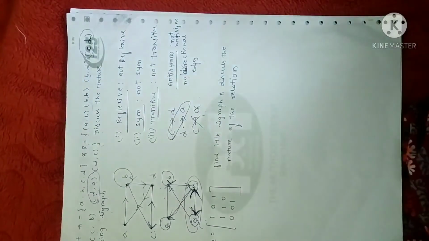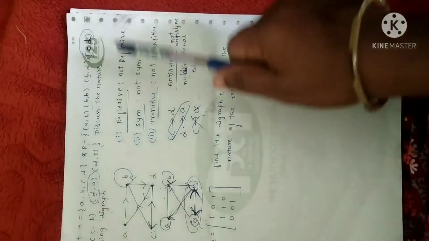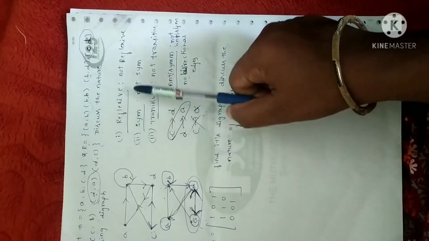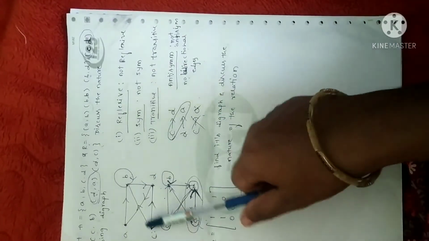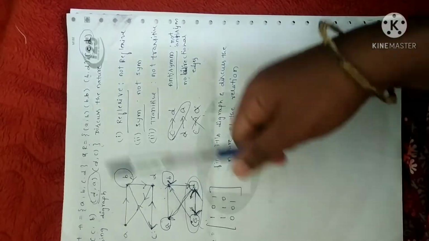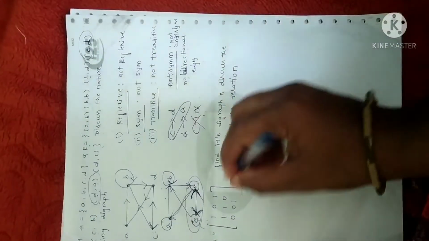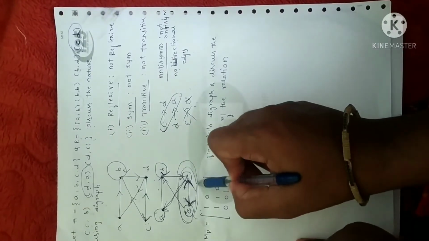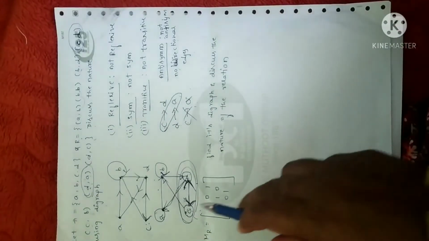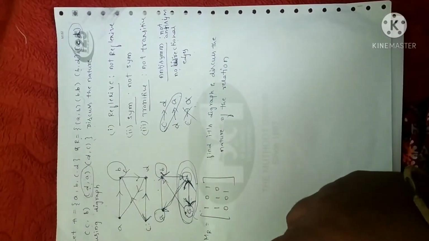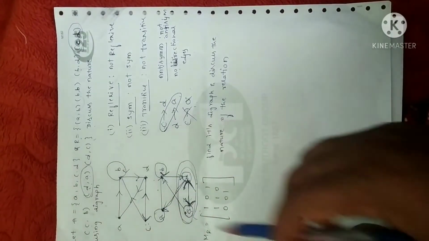Not antisymmetric. Fine. Self loops, reflexive. All the bidirectional edges, symmetric. So here for all the vertices you don't have a bidirectional edge, so it is not symmetric. Coming to the antisymmetric, since I have at least one bidirectional edge, that is from C to D, it is not antisymmetric. If there is no bidirection between C and D, then it will become an antisymmetric relation. Hope it is clear for you.